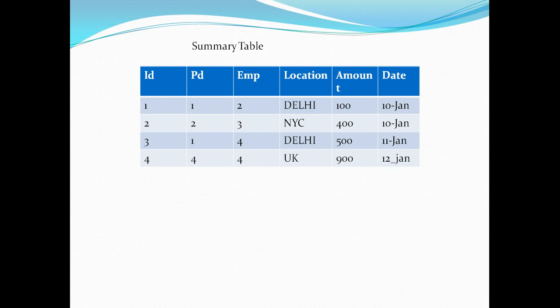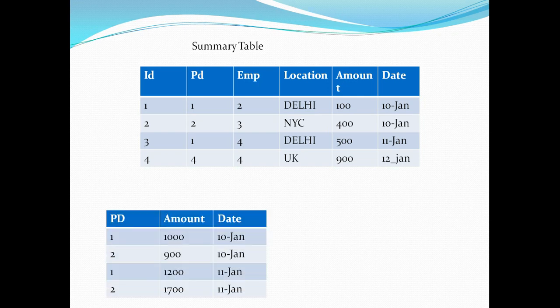Now one of my users wants to see the revenue generated by each product on a daily basis. So his report will look something like this. He wants to see the amount of revenue that was generated by product 1 on 10th January, product 2 on 10th January, and so on for all the products. And then we will have data for the next day.